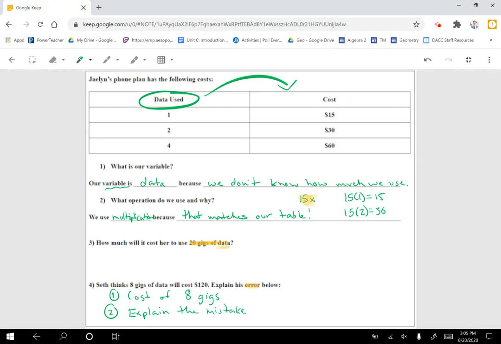So 3 and 4, we're going to want to submit those answers. Again, any questions, please let me know.